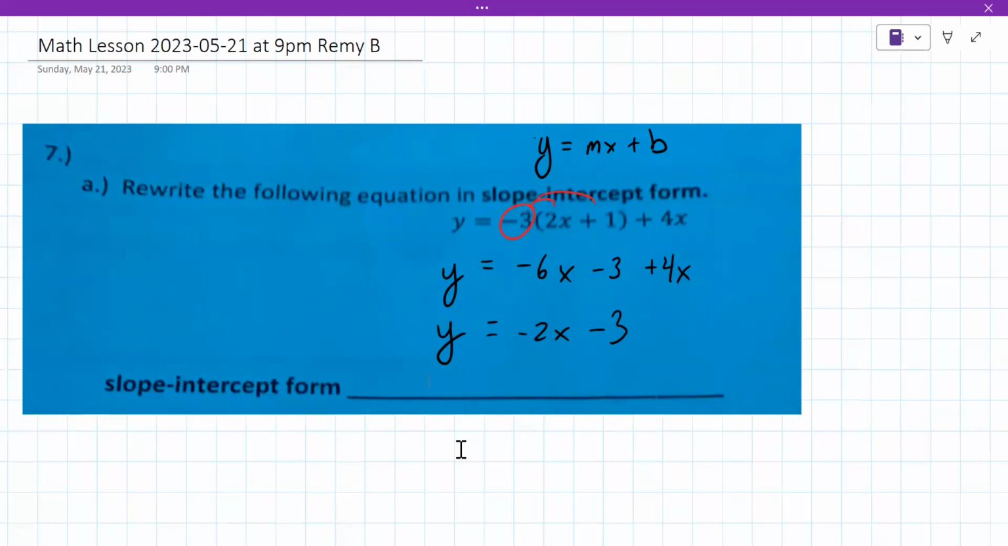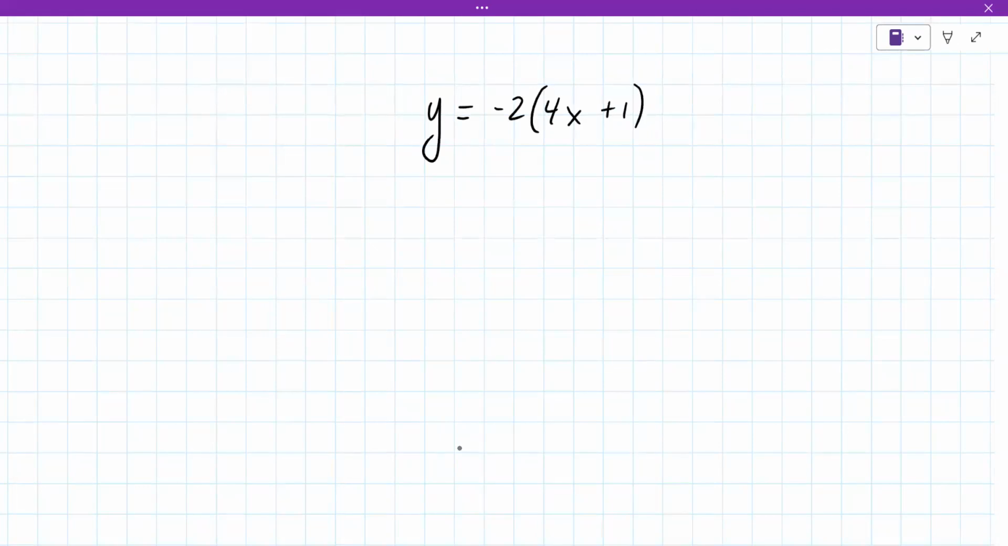So let's do another one here. Same thing. y equals -2 times (4x plus 1) plus 5x. I'm just making up a new one here. I want you to try this one on your own, please.